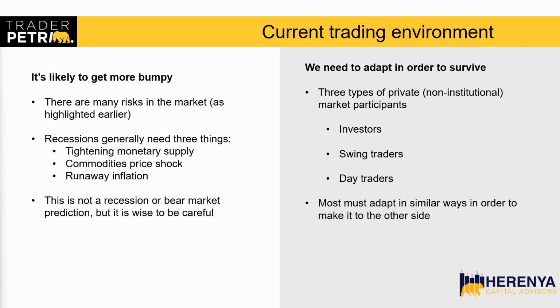Again, it's not necessarily a prediction, but it is an indicator that we have to be relatively careful of what we're doing at this stage, right? So we need to adapt in order to survive in this new environment, and we need to prepare ourselves for the potential that we have higher volatility, aka a market sell-off. So what can we do in order to prepare? Well, there are three different types of participants, at least non-institutional market participants, right? So we're not looking at pension funds and hedge funds and governments and that kind of stuff.